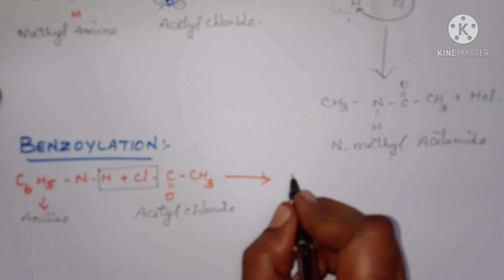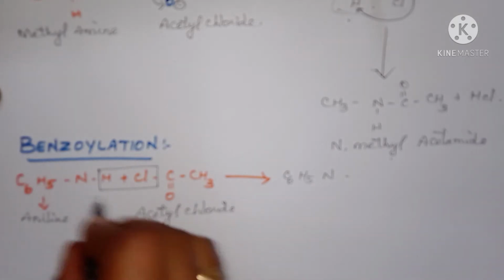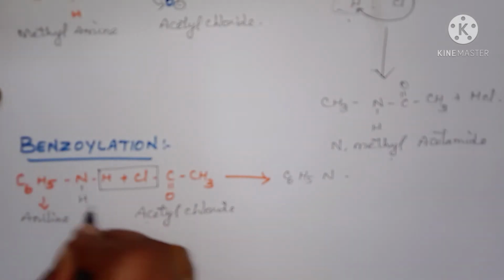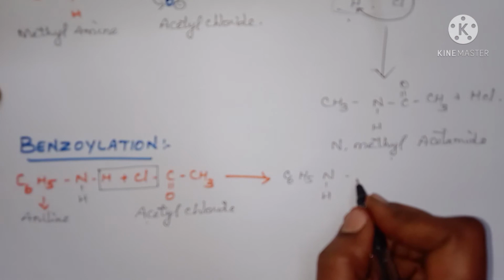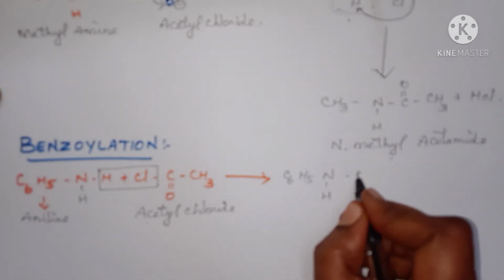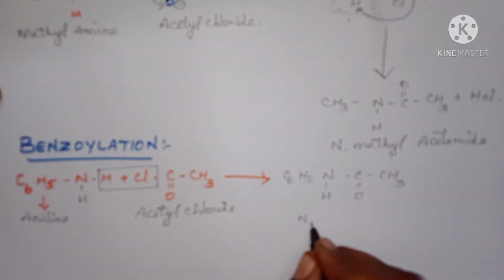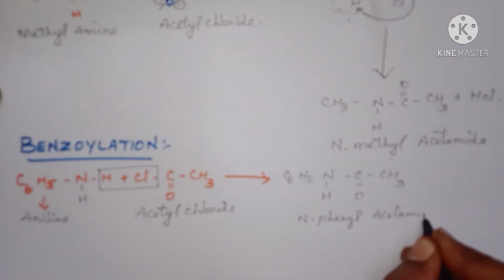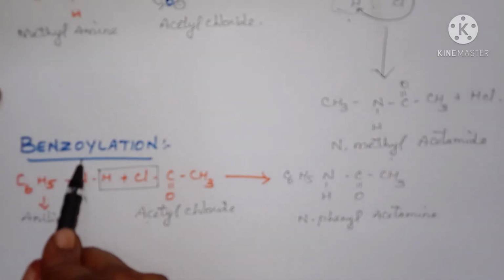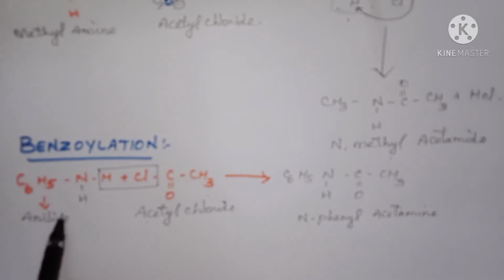Okay, now what is the product you will get? C6H5NH, because aniline is a primary amine, it is C6H5NH2. So here it is C double bond O, CH3, N-phenyl acetamide. So this is benzoylation. Benzoylation is nothing but acetylation only. Acetyl chloride reacting with aniline is called benzoylation. Hope you got it.